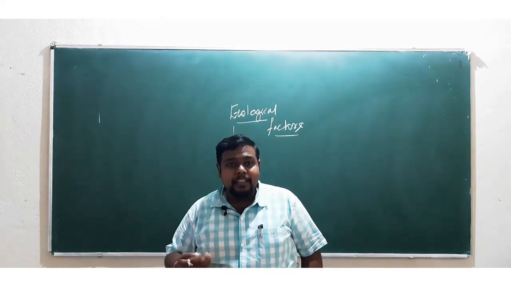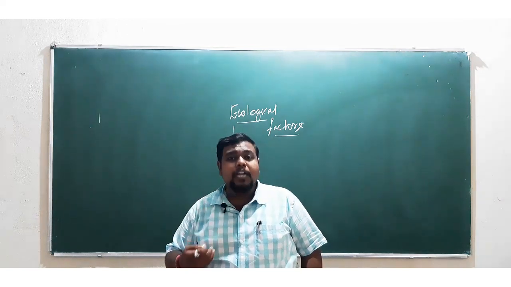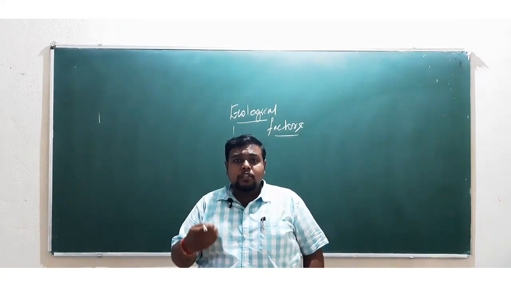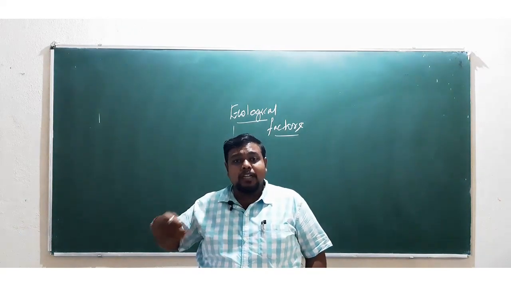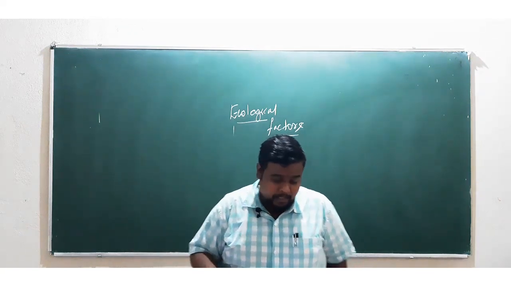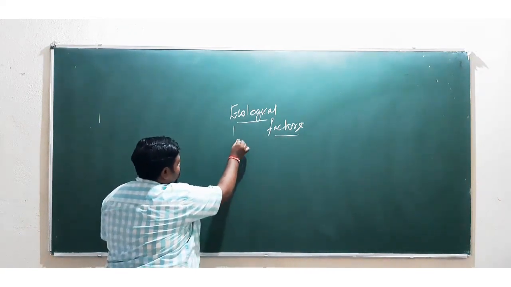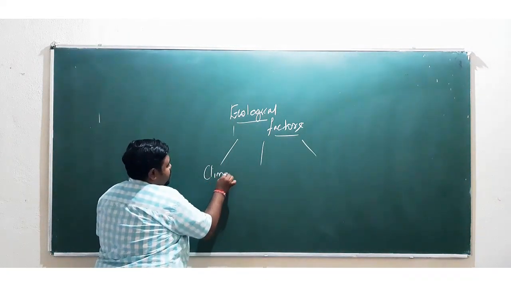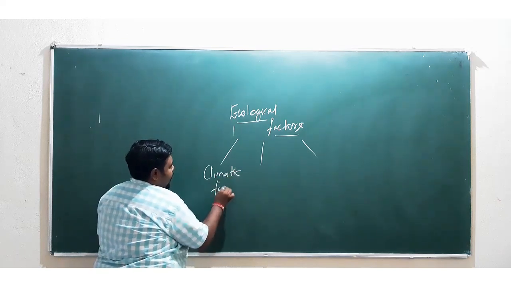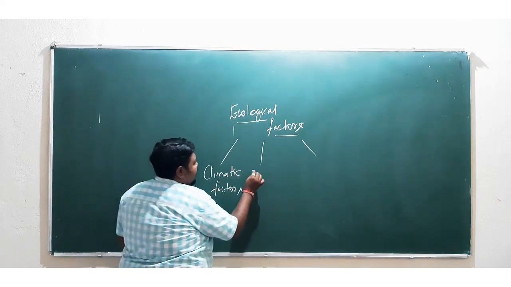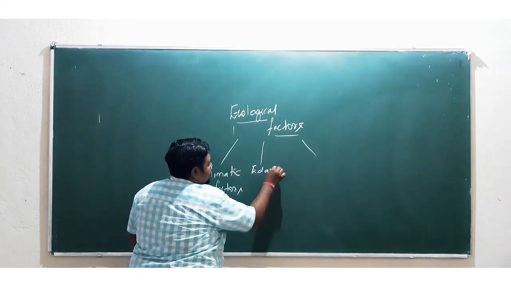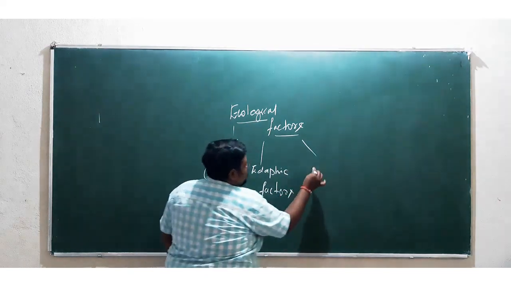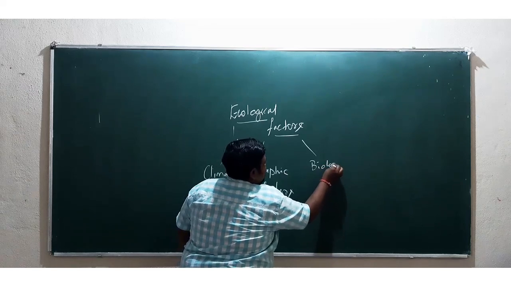That is why we are learning these ecological factors, and in this part we will be learning how they are influencing the environment. So, we will let us know what we mean by ecological factors and what the different types of ecological factors are. As we know, we have three different types of ecological factors here. The first one is called climatic factors, the second one is called edaphic factors, and the last one is called biological factors.